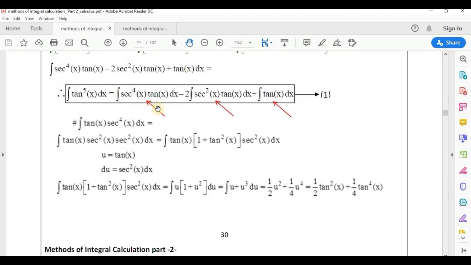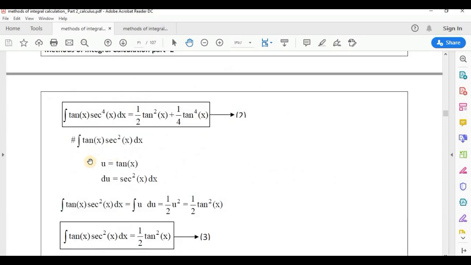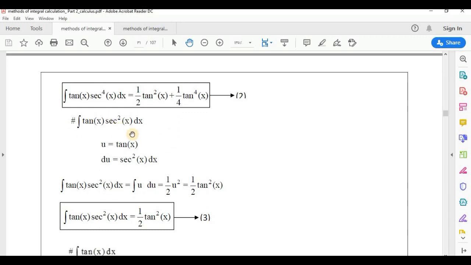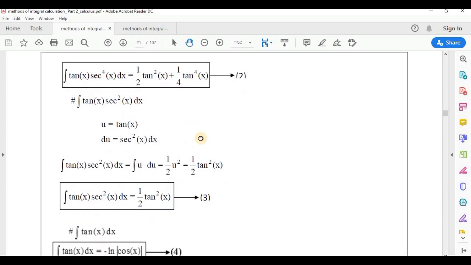So we already found the result for this function, and we need to find the integral for this function. The integral of tan x multiplied by sec square x dx. How will we solve it? It is simple. We will solve it by the substitution method. We will take u for our assumption, u will be equal to tan, and the derivative of u will be sec square dx. We get this part. So the solution will become easy.